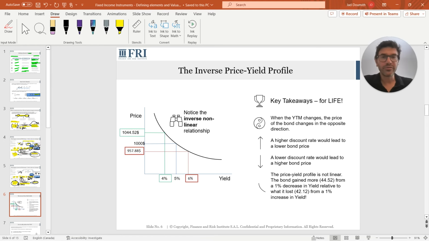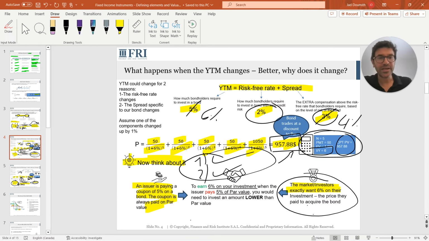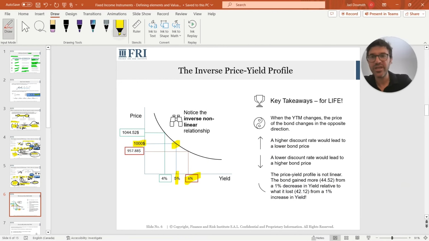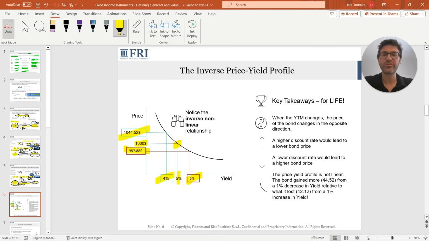I'm showing you here on this slide how the price of the bond changed when the yield changed. So we started from an initial yield to maturity of 5% and the bond was issued and traded at par. Here we're seeing together what happened when the yield went up from 5 to 6. The bond fell to 957.88. When the yield went down from 5 to 4, the bond price went up to 1044.52. There are two very important messages that you need to carry with you forward.